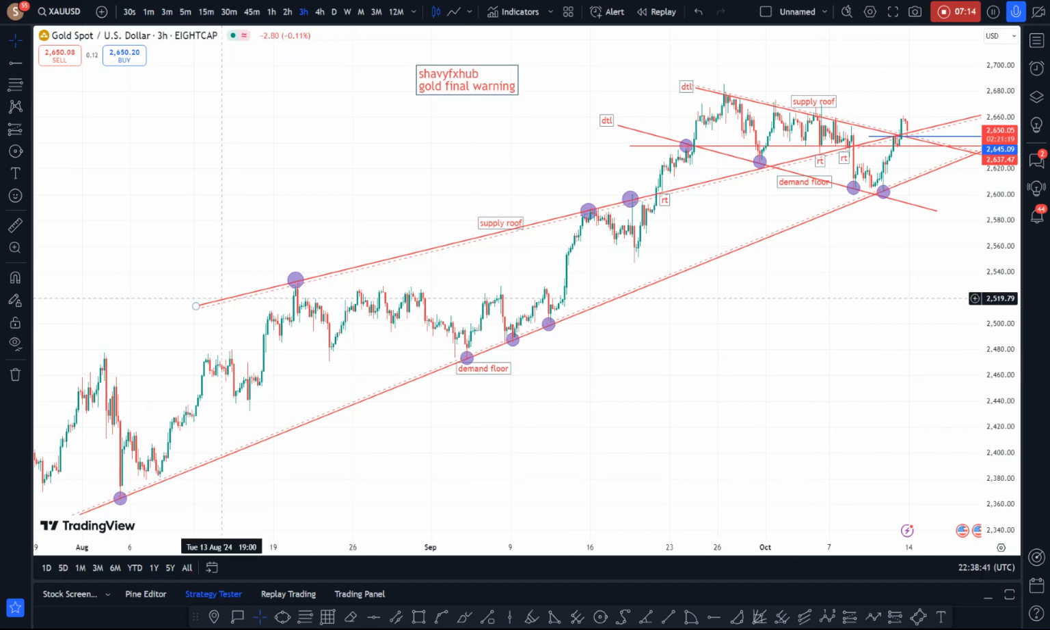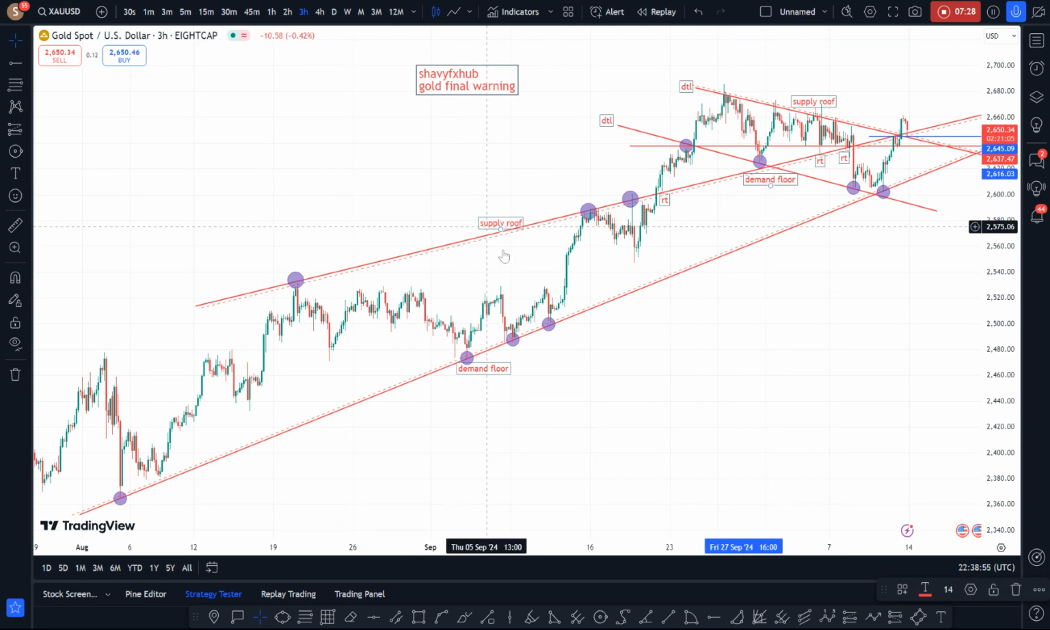We also have an ascending trend line, a long-term supply roof turned demand floor. When a supply roof is broken, what does it do? It becomes a demand floor. So look at the supply roof. Respect, sell. Break of the roof becomes demand. So price returns to the area of demand. Look at the long-term ATL, ascending trend line.